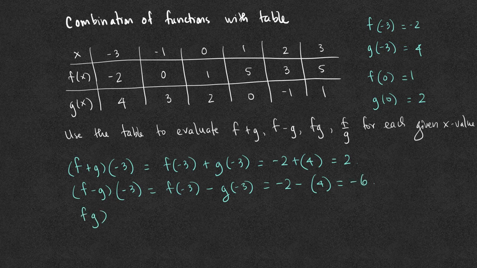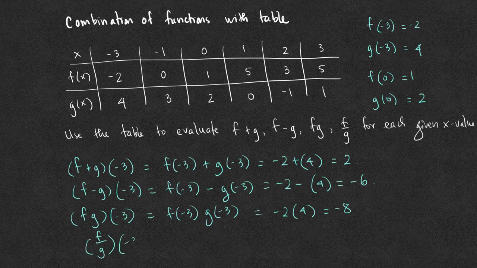For the product f times g, evaluated at -3, it is f of -3 times g of -3. But f of -3 is -2 times g of -3 is 4, so this is -8. And for the quotient f over g, evaluated at -3, it is f of -3 over g of -3. f of -3 is -2 and g of -3 is 4. Simplifying this, we have -1/2.